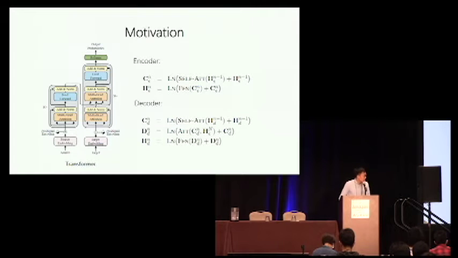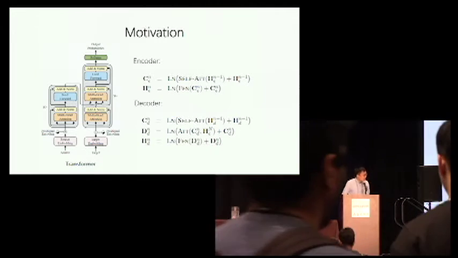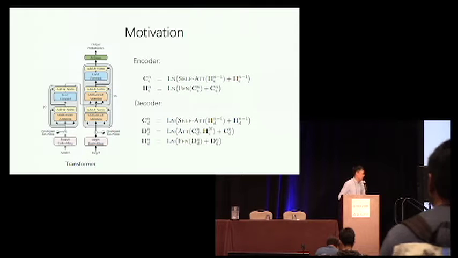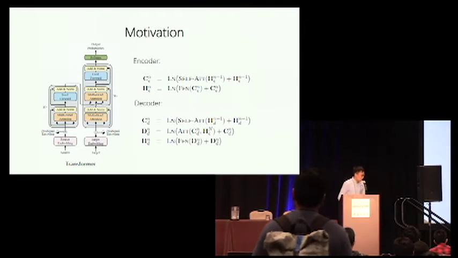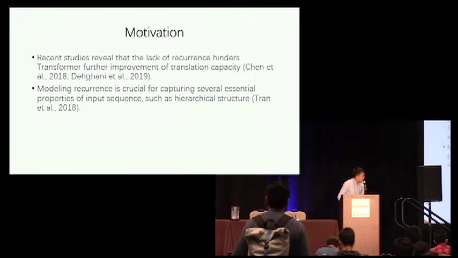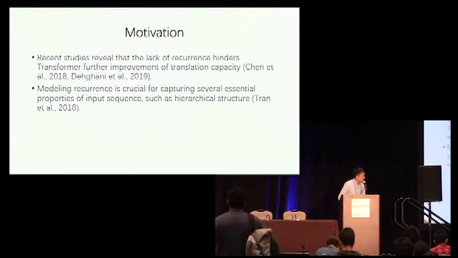The transformer model based solely on the attention mechanism has been the state of the art across language pairs, and both encoder and decoder have n identical layers. However, a recent study revealed that the lack of recurrence hinders the transformer's further improvement of translation capacity. Moreover, modeling recurrence is crucial for capturing several essential properties of input sequences, such as hierarchical structures.